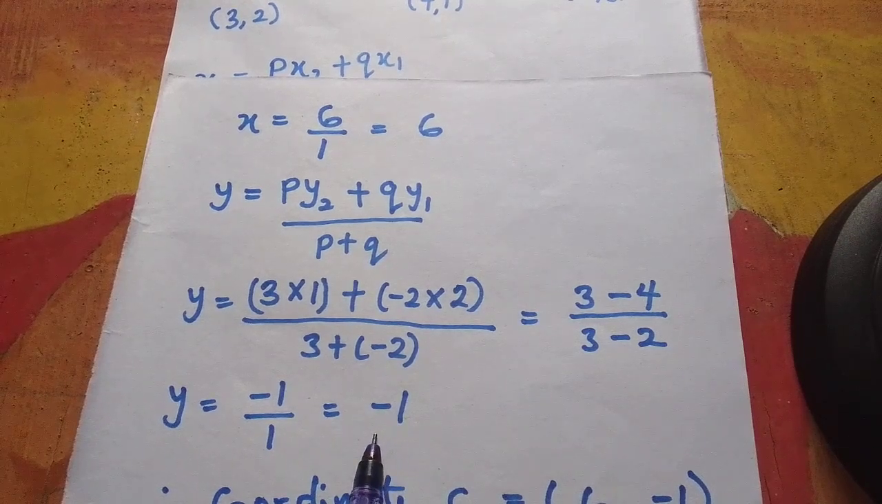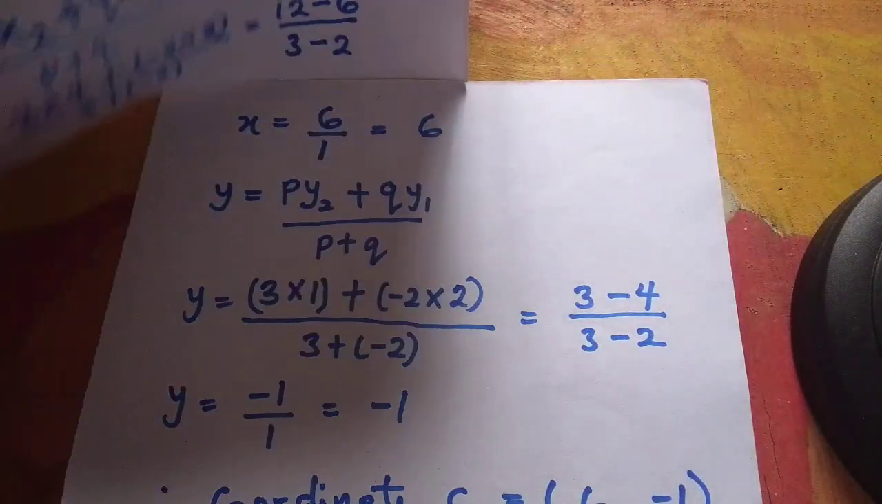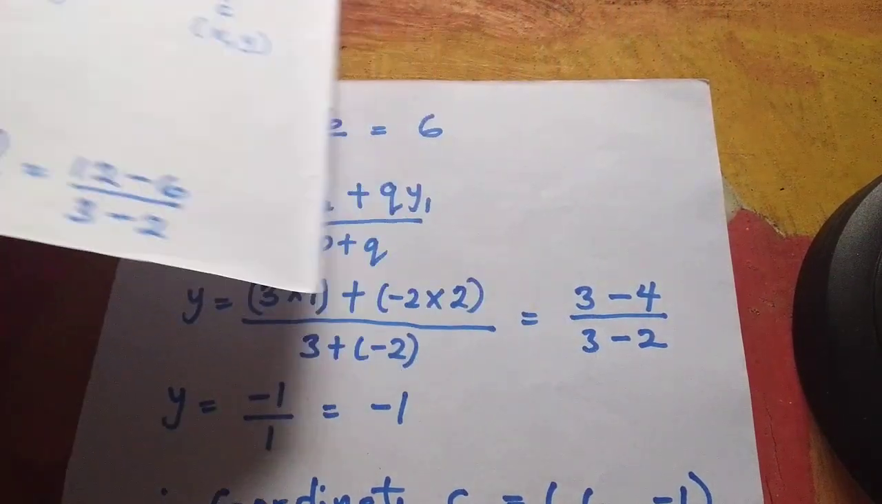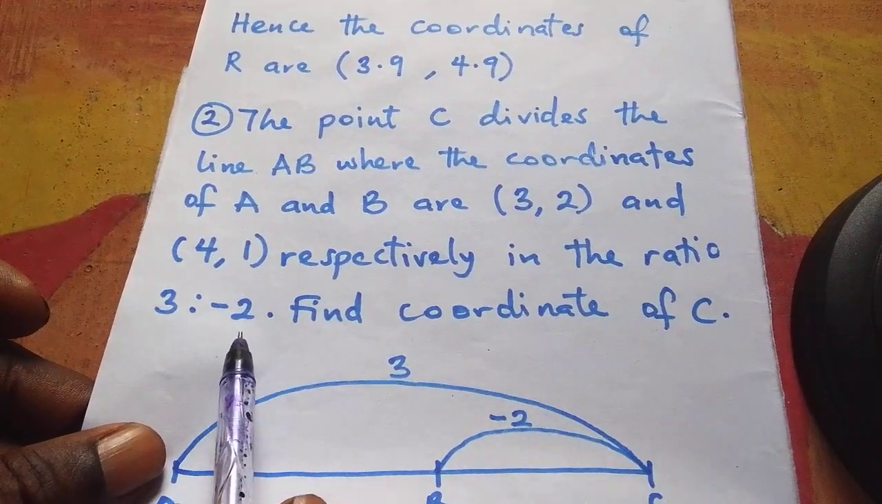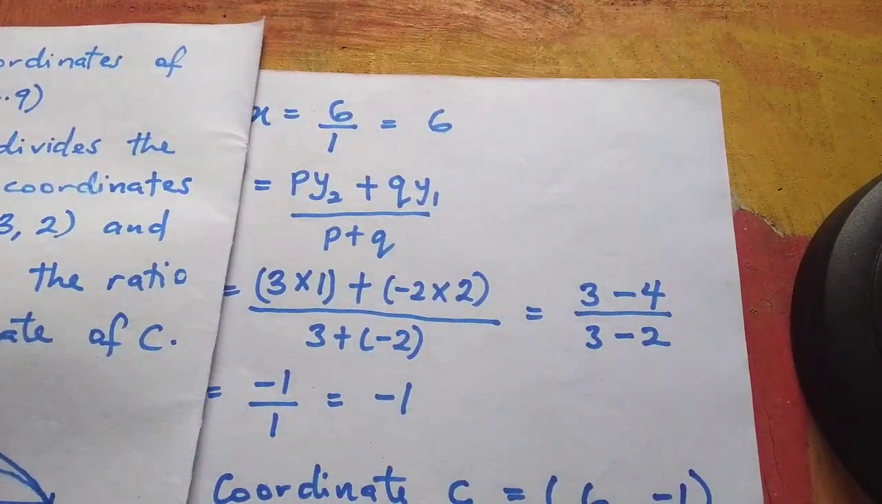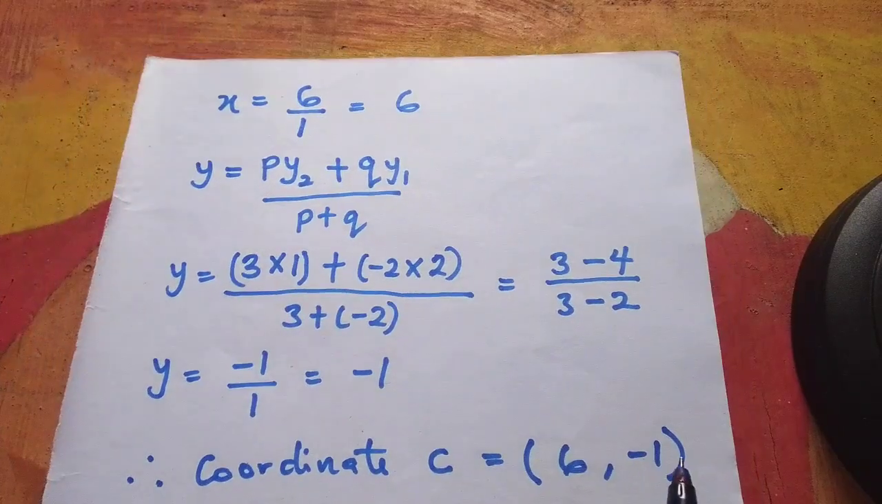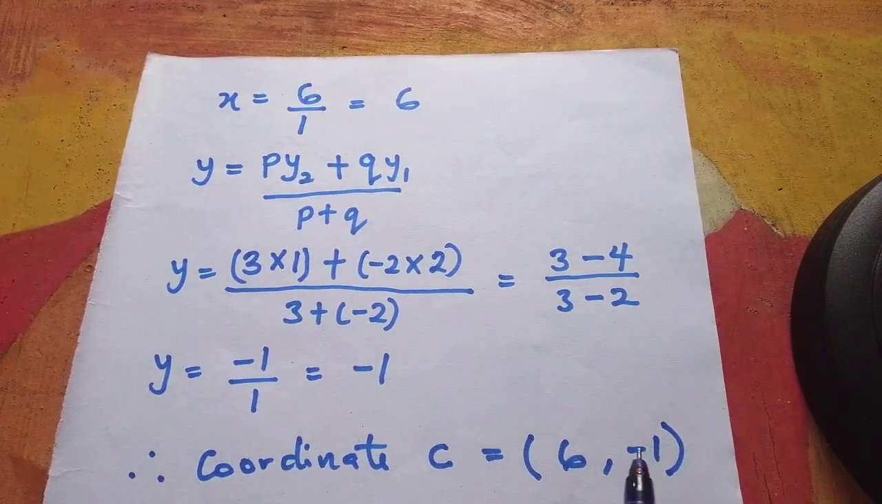So the coordinate C, where it will divide the two coordinates A and B in the ratio 3:-2, will be what? 6, -1. x will be 6, y will be -1. So the coordinate of C will now be x is 6, y is -1.